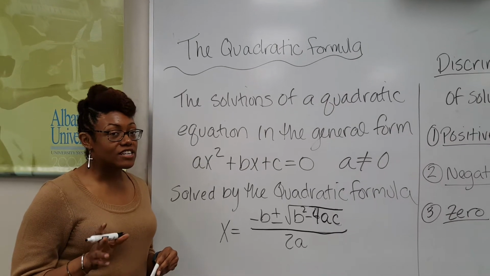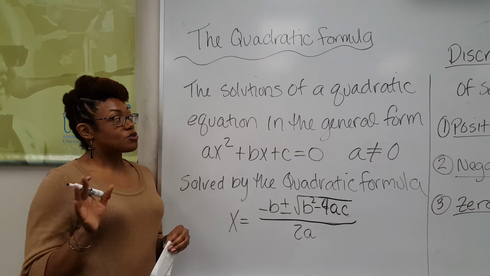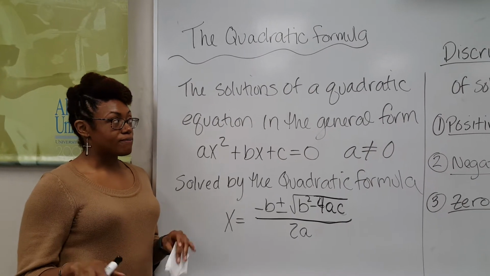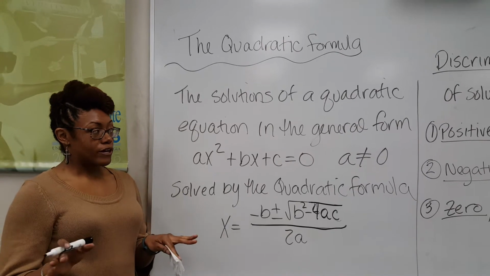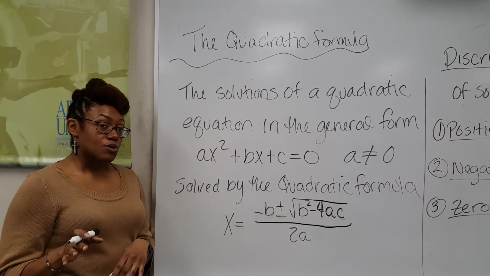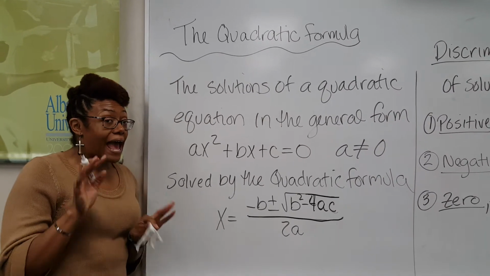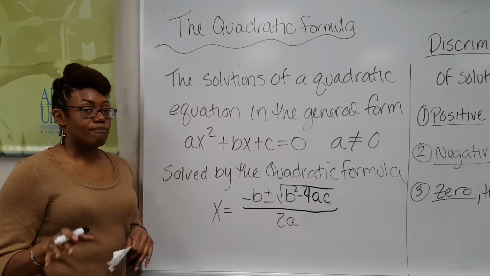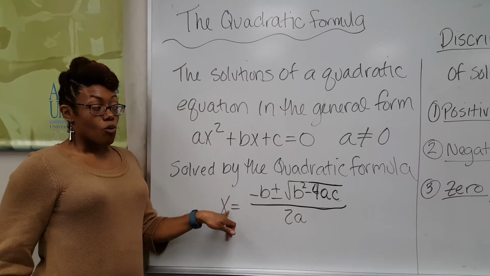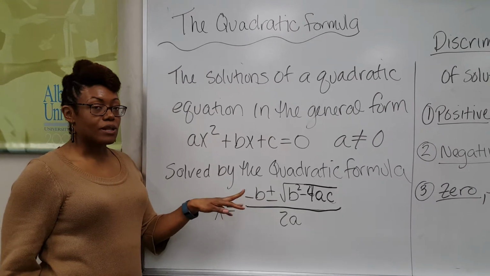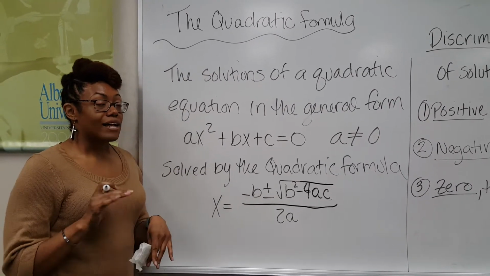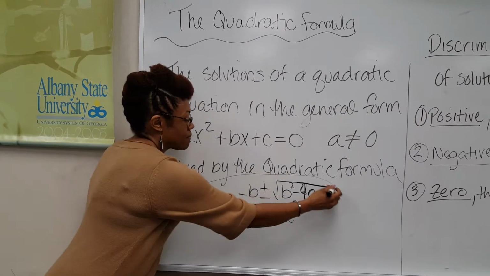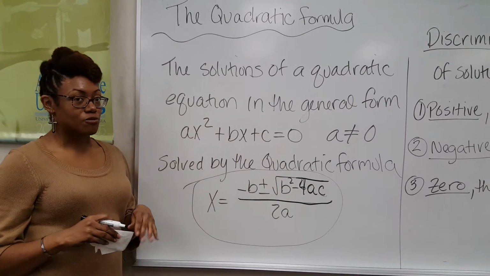Part 2 of solving quadratic equations, the quadratic formula. We're now going to learn about the quadratic formula. The solutions of a quadratic equation in general form ax squared plus bx plus c, when a does not equal 0, can be solved by using the quadratic formula, which is negative b plus or minus the square root of b squared minus 4ac all over 2a. You must remember this formula if you haven't learned it once before.